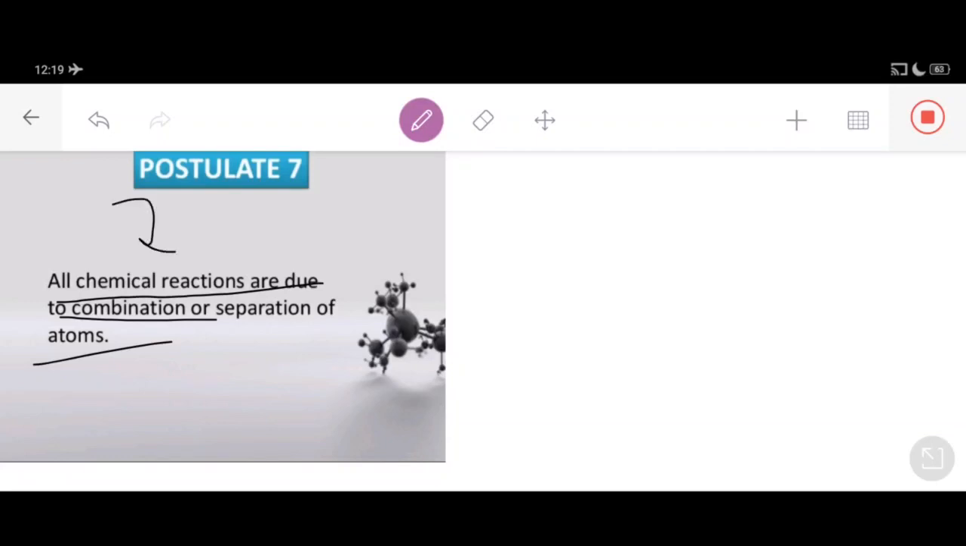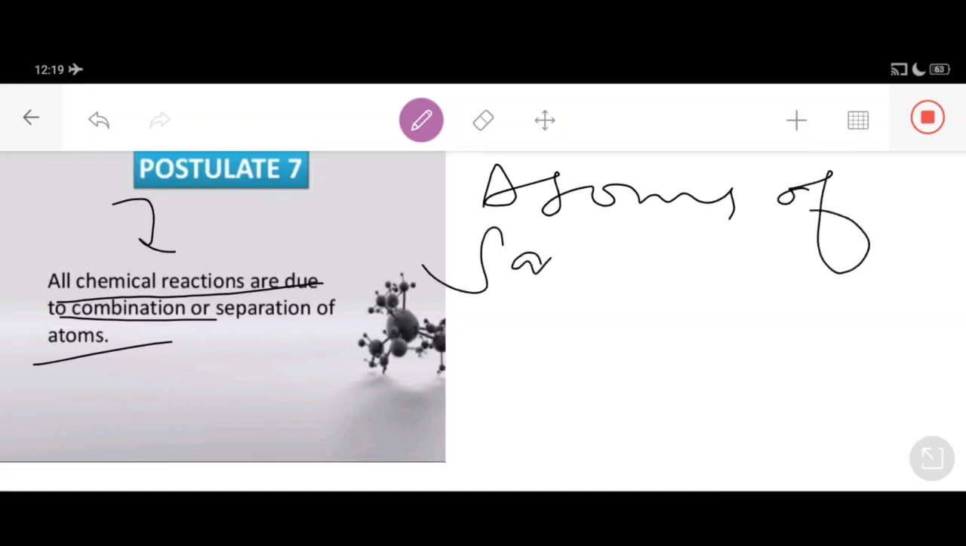We have discussed this thing. Whenever there is elemental combination, there is always a chemical reaction between the two elements, and there is formation of a compound. This postulate is telling us that atoms of the same element can combine in more than one ratio to form more than one compound. Postulate number 7, my dear students. Let me jot this down. Jot it down with me, students. Atoms of the same elements.